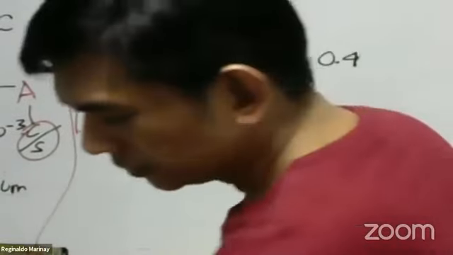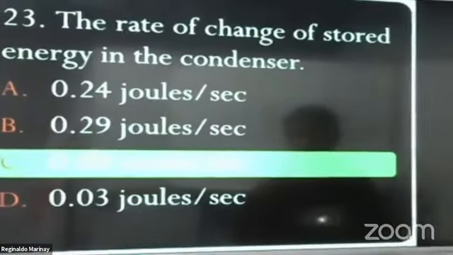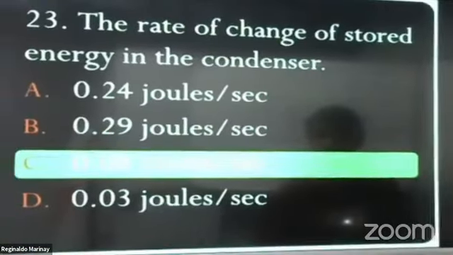So, let's go now to number 24. What is the capacitance of the condenser? Remember, the condition is the time is 1 second. For number 24, of course, the time is already given as 1 second.